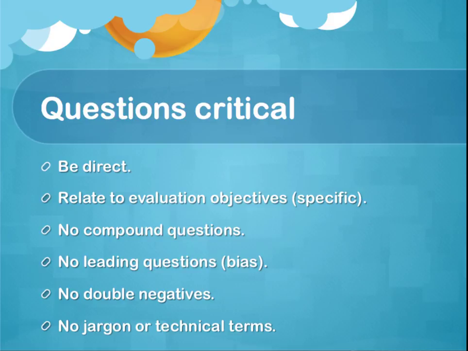Do not use compound questions. For example, you would not say, "Do you like cats and dogs?" You would want to separate those. Do you like cats? Agree, disagree. Do you like dogs? Agree, disagree, so that the information that you gather is more accurate. Do not ask any leading questions with a question that might show your bias. For example, "You do like cats, don't you?"